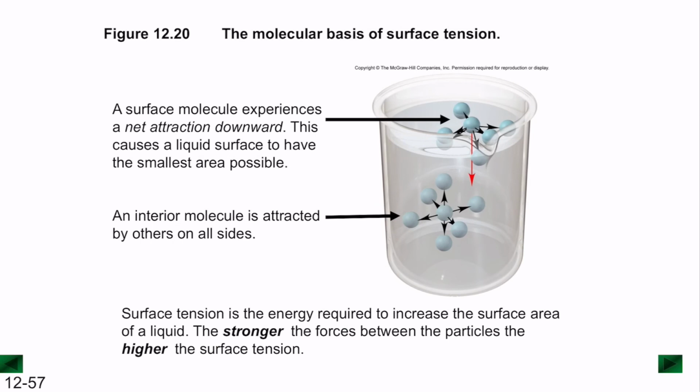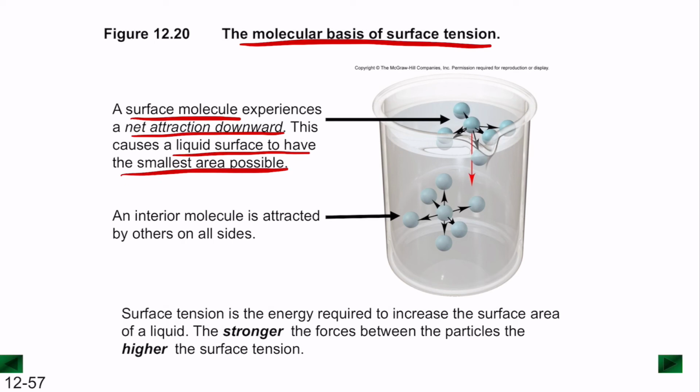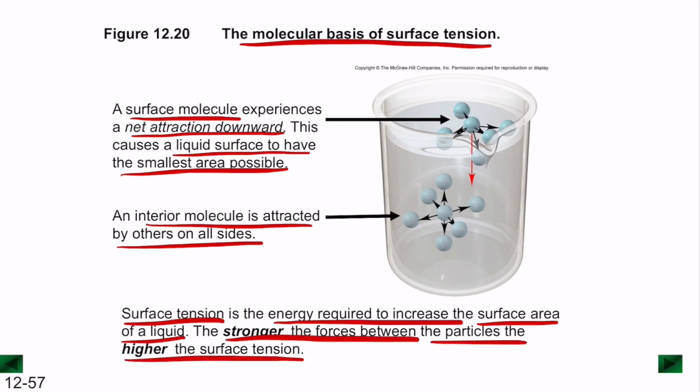Next, let's discuss the uniqueness of water. The first one is the molecular basis of surface tension. When you take two water molecules, one is a surface molecule and one is a molecule in the interior of the liquid. A surface molecule generally experiences a net attraction downward. This causes a liquid surface to have the smallest area possible, thereby creating a surface. So without surface tension, there is no possibility of creation of a surface. But the interior molecule is attracted on all sides, so it is more stable. So the surface tension is basically the energy required to increase the surface area of a liquid. So the stronger the forces between the particles, the higher the surface tension.